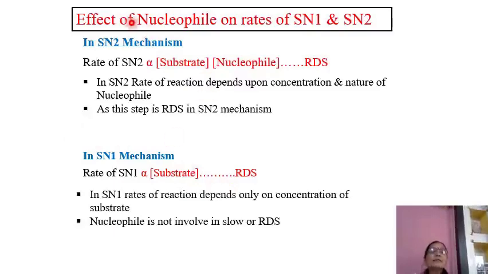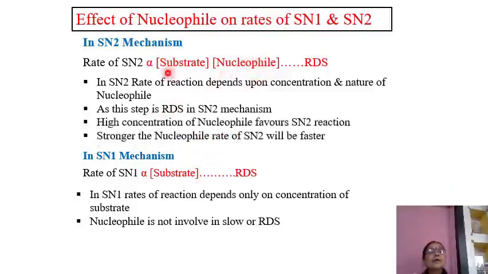Now the second factor we are going to see is the effect of the nucleophile on the rate of SN1 and SN2. In the case of the SN2 mechanism, as you know, the rate of SN2 is directly proportional to the concentration of the substrate as well as the concentration of the nucleophile, and this is the rate determining step. It is only a one step process. Therefore, the rate of the SN2 reaction depends on the concentration of the substrate as well as the concentration of the nucleophile. And hence, this step is the rate determining step. Hence, the nucleophile concentration affects the rate of SN2.